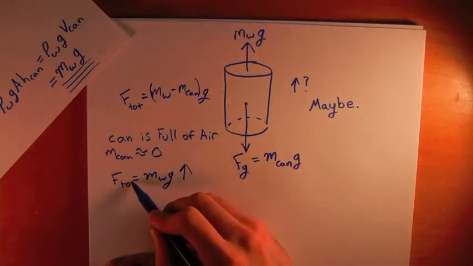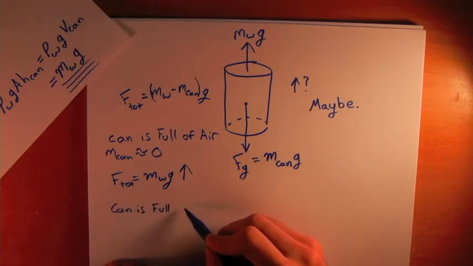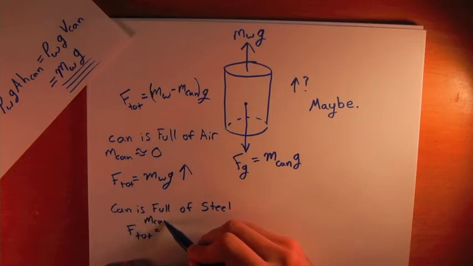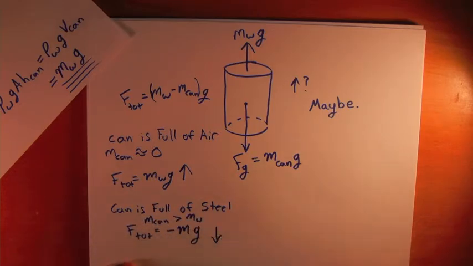If it's full of air, we can assume the mass of the can is basically zero, and the force will go up. If it's full of steel, the mass of the can is probably greater than the mass of water displaced by it. Thus the can will sink.